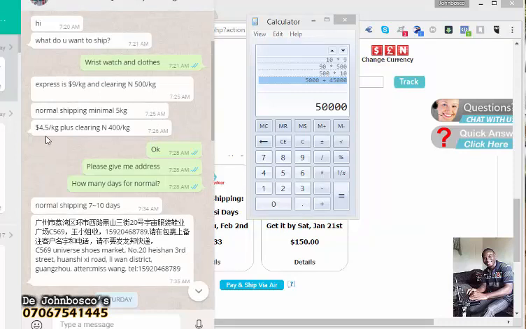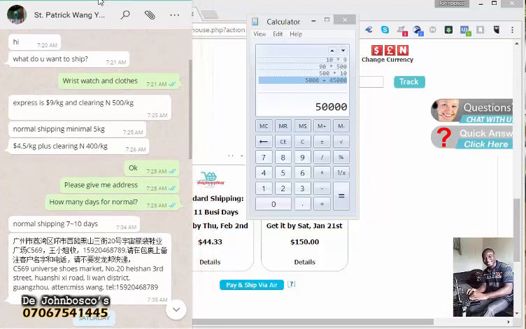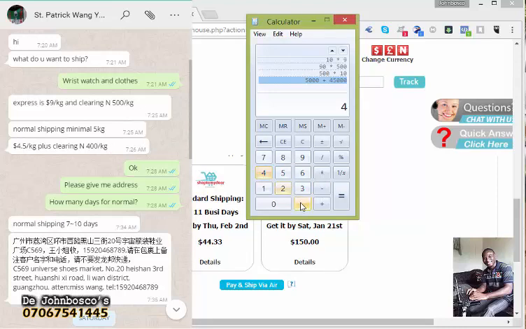$4.5 per kg and 400 naira clearance fee for the same 10 kg would be 4.5 times 10 kg, times 500, that's 22,500, and then 400 times 10 kg, that's 4,000 naira. So to do normal shipping of 10 kg, it will cost us 4,000 naira plus 22,500. So we would be spending 26,500 to get this product in 7 days.